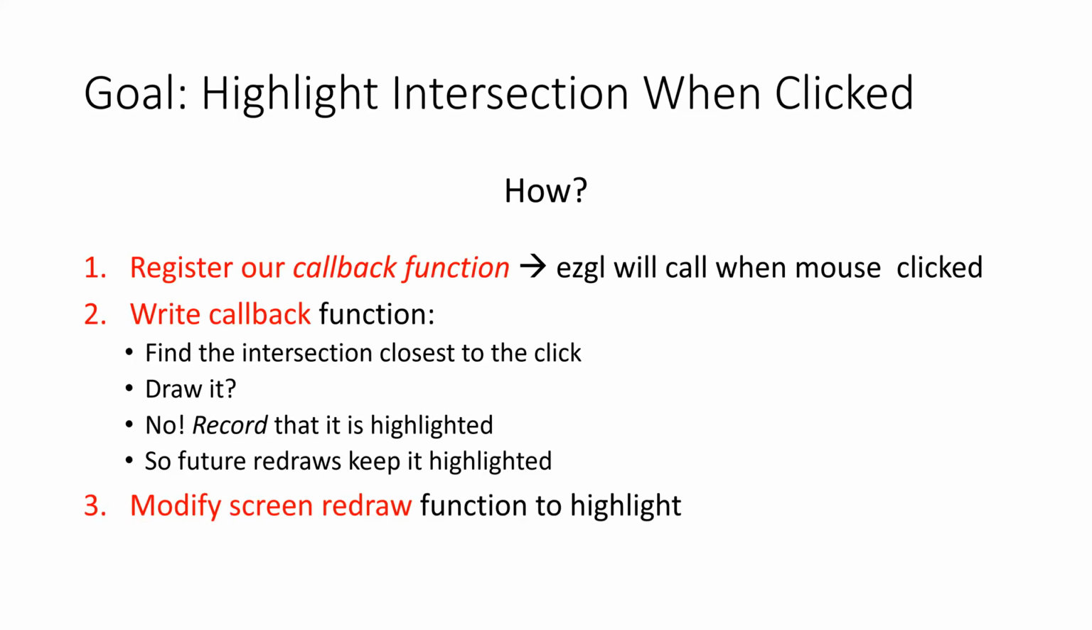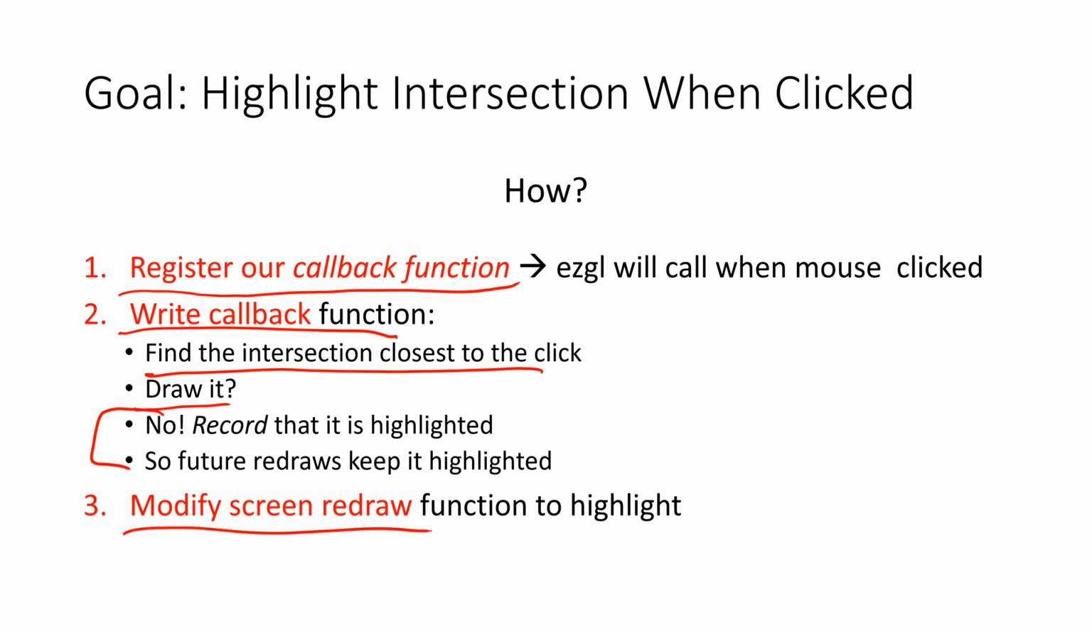So we want to highlight an intersection from when it's clicked. And there are basically three things we're going to do. We have to register our callback function, and we already did that, right? We wrote a function and we passed it into application.run. So we set up the callback for mouse clicks. We have to write the callback function, and we already did that. We found the intersection closest to the click. We drew it, but we don't want to do that anymore. What we want to do instead is store that it's highlighted, and then our screen redraw function has to be changed to actually pay attention to this highlighting. Once we do that, it'll highlight every single time.